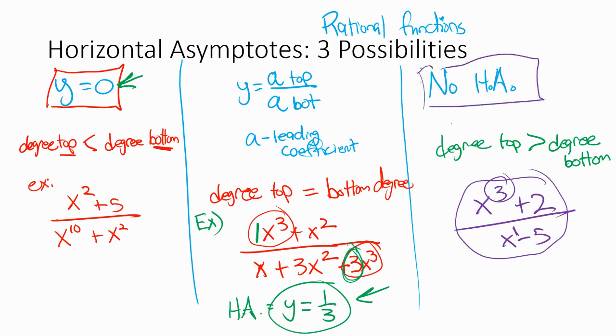Now, you do have a slant asymptote, and that's a whole different conversation, but this is the basics for what it looks like to decipher between your three options just regarding horizontal asymptotes and rational functions.